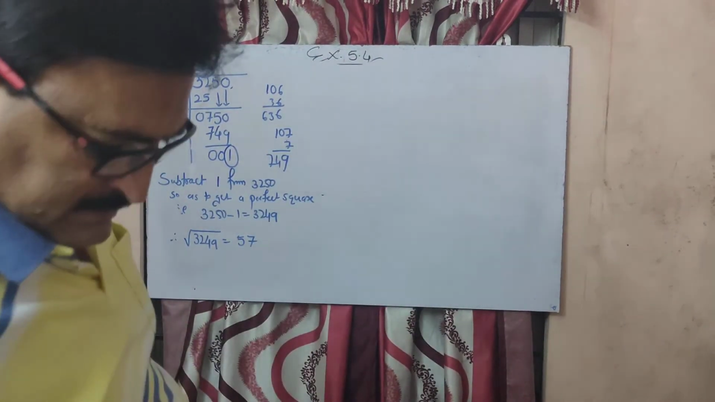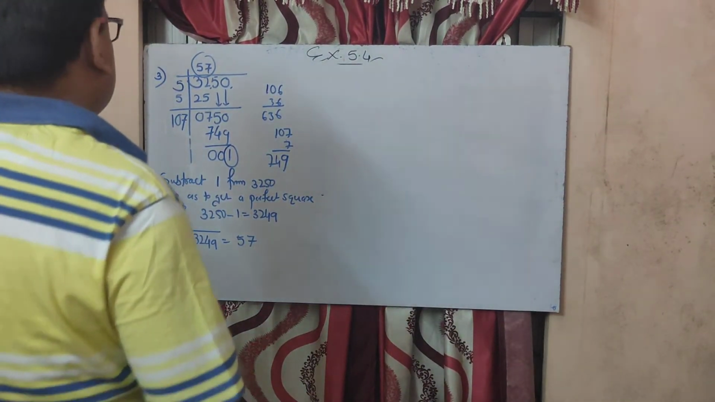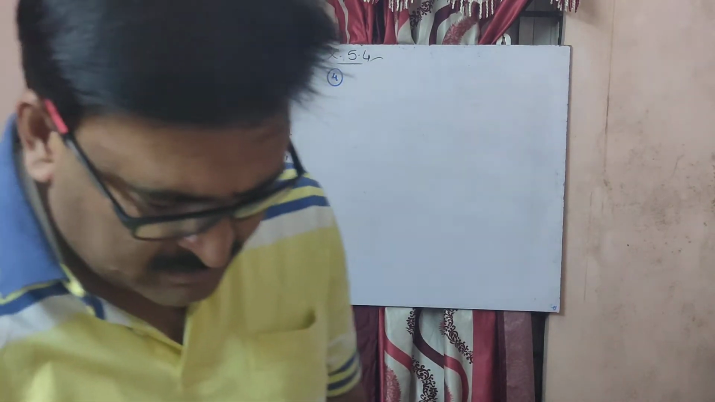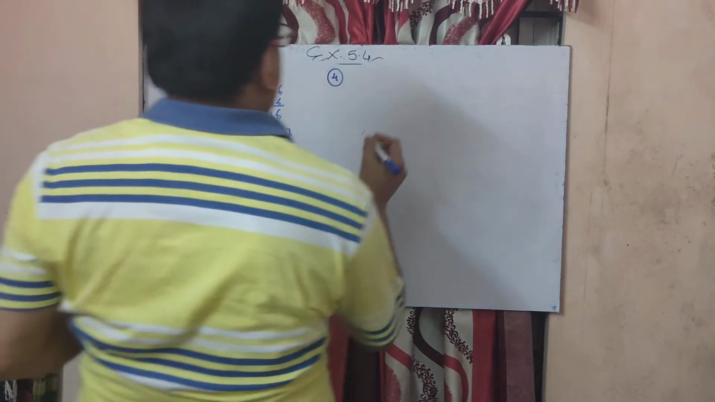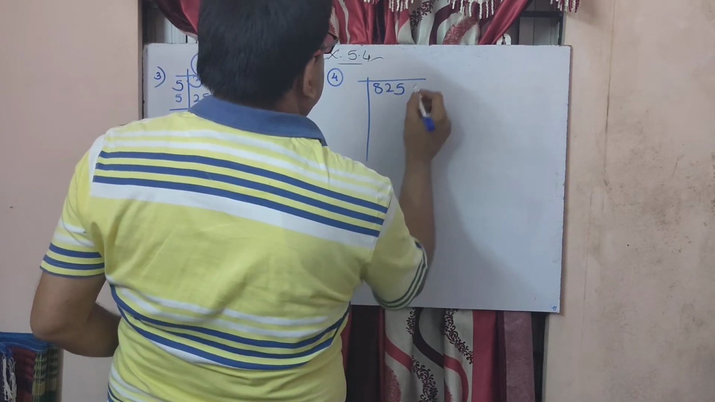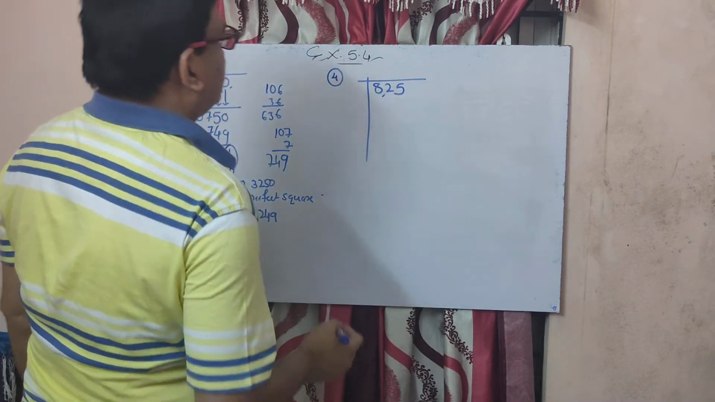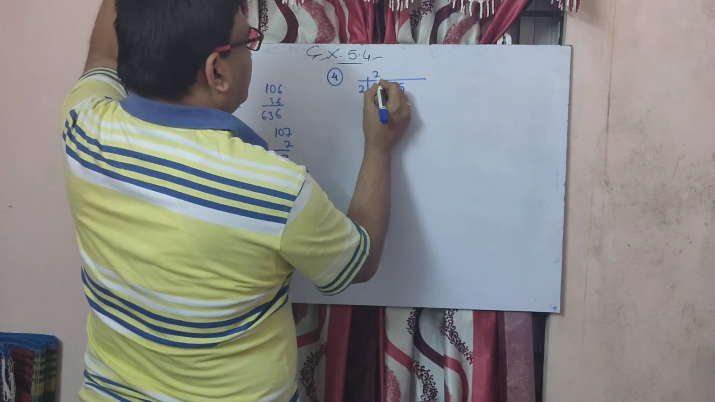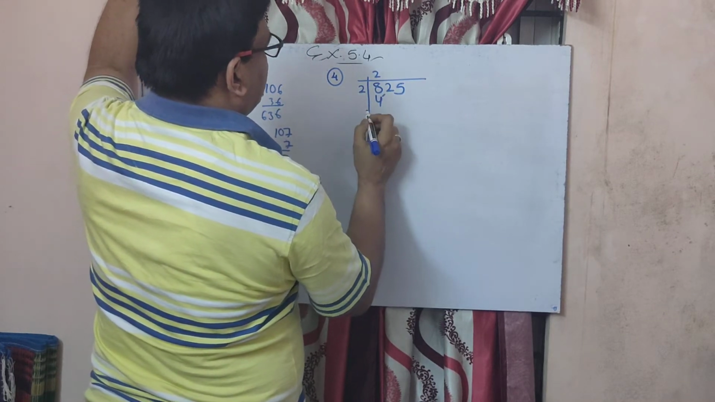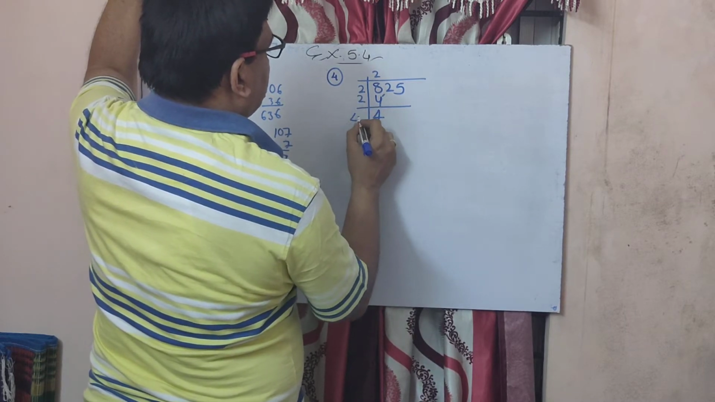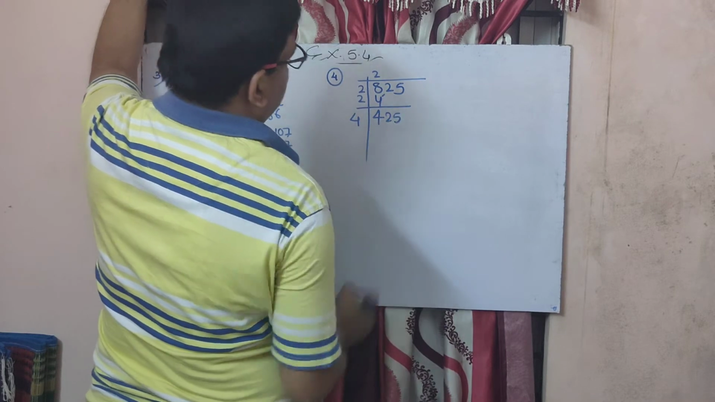Fourth one now. Now 825. Now there are three digits here. 2 2s are 4, 3 3s are 9. So you can take 2 2s are 4. So 8 minus 4 is 4. Take 25. Now it is 425.